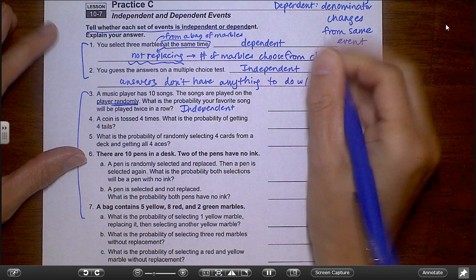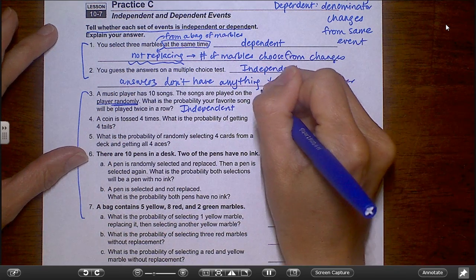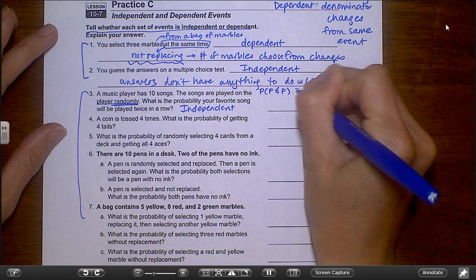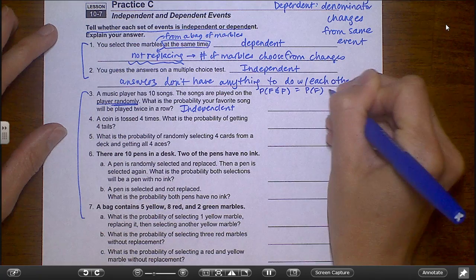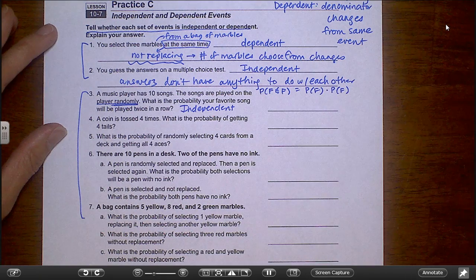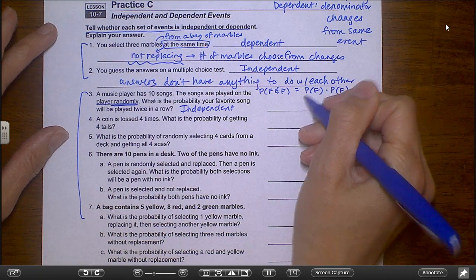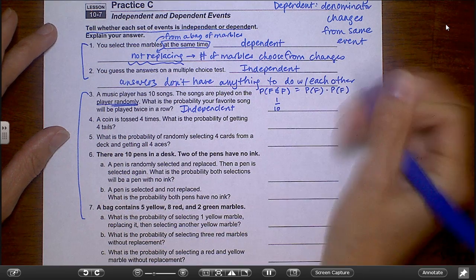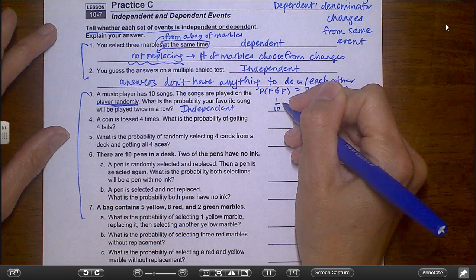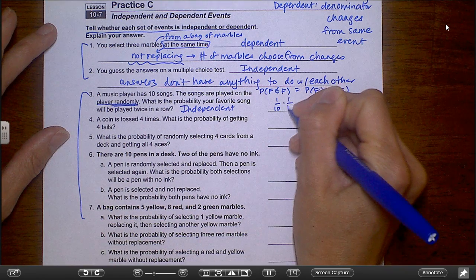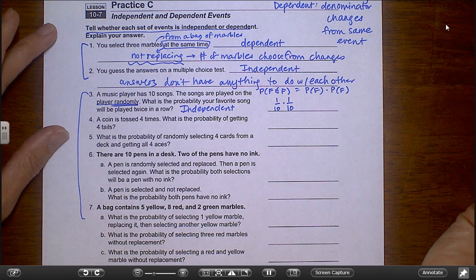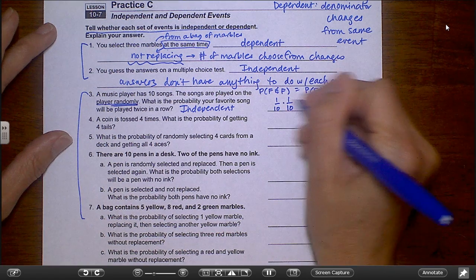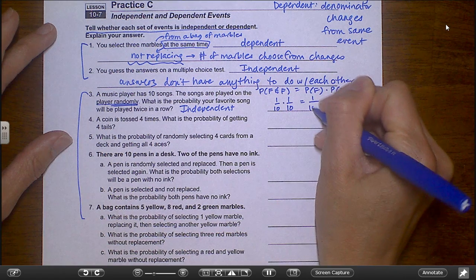So my probability of my favorite song twice in a row is probability of favorite and favorite, which is the probability of my favorite times the probability of my favorite. Probability of my favorite song happening once out of 10 is 1/10. Probability of it happening again, because they're independent events, it doesn't change. It's not like the song goes away, right? So it's just 1/10 times 1/10. 1 times 1 is 1. 10 times 10 is 100.